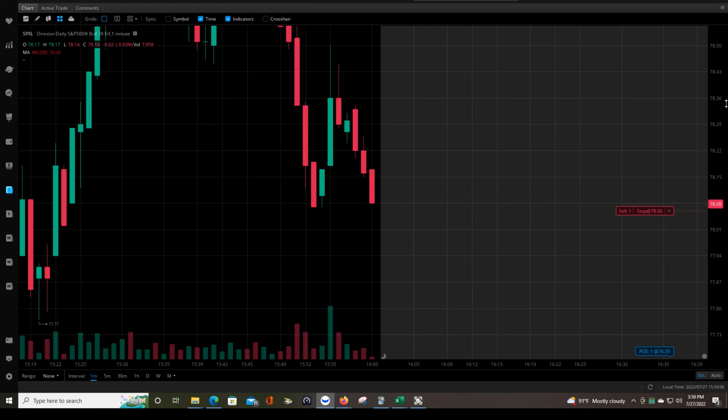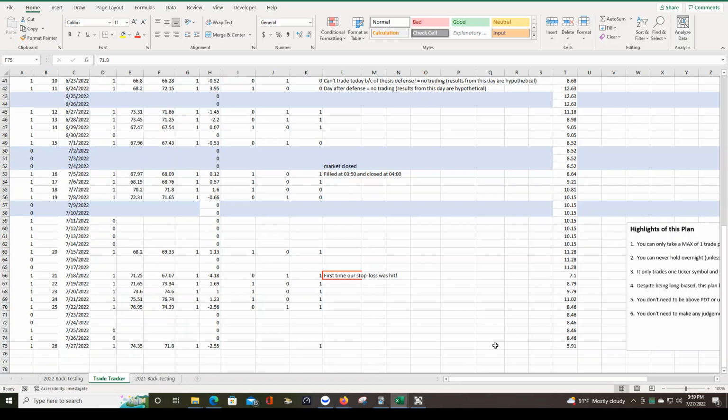So let's see, as we get stopped out here, the stop price is at 78.06. Let's see where we get filled. 78.05, 1 cent slippage, not bad at all. So we're all done with that trade, and now all I have to do is enter the data into my spreadsheet and we can update everything. So 78.05 was where we got out. So profit of $3.70 per share.